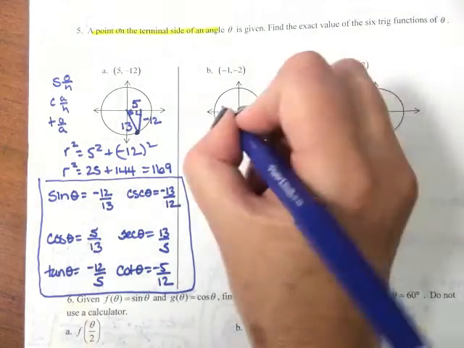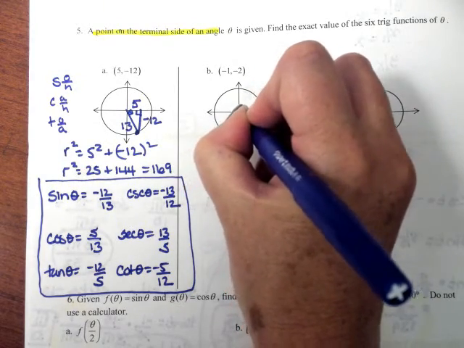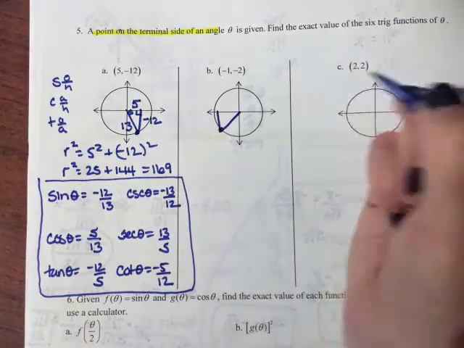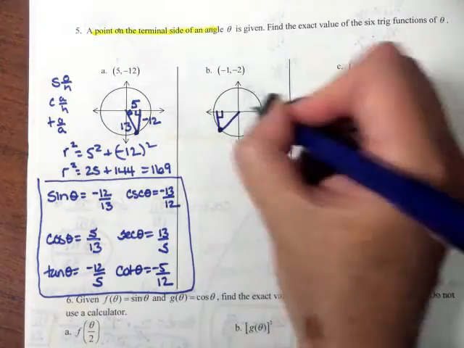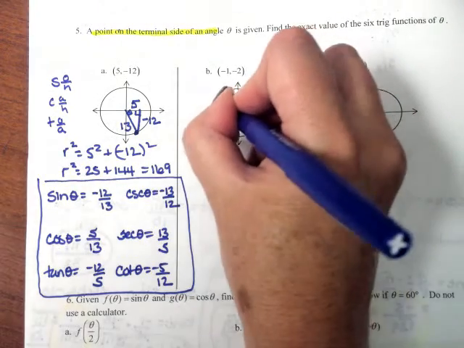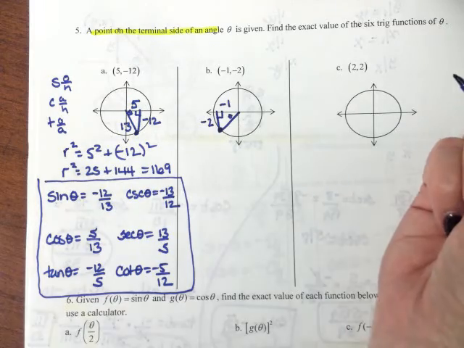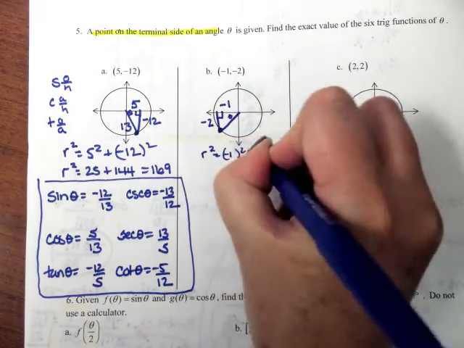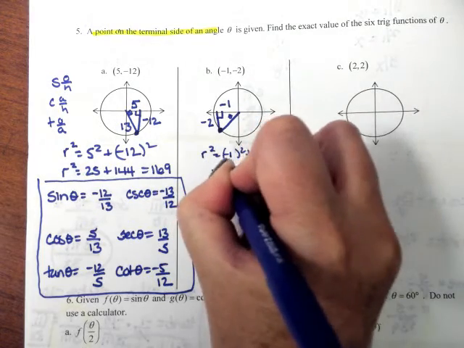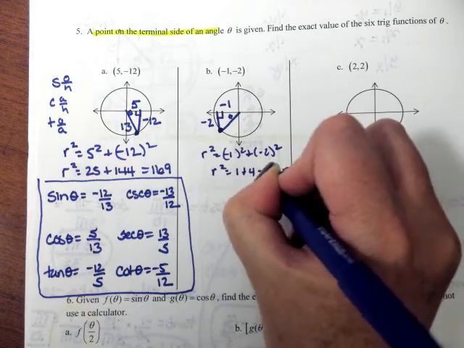So now I have the point negative 1, negative 2. So that's going to give me an ordered pair down here in quadrant 3. So we're always creating the right angle against the x-axis. So here's your theta. So this side is -1, this side is -2. So then to find the radius, r squared is equal to -1 squared plus -2 squared. So r squared is equal to 1 plus 4, which is 5. So r is going to be equal to the square root of 5.